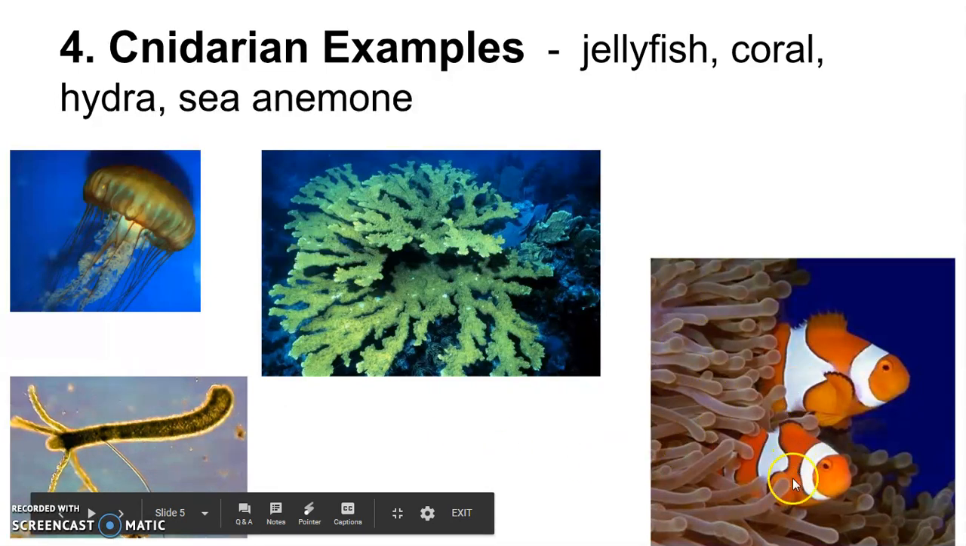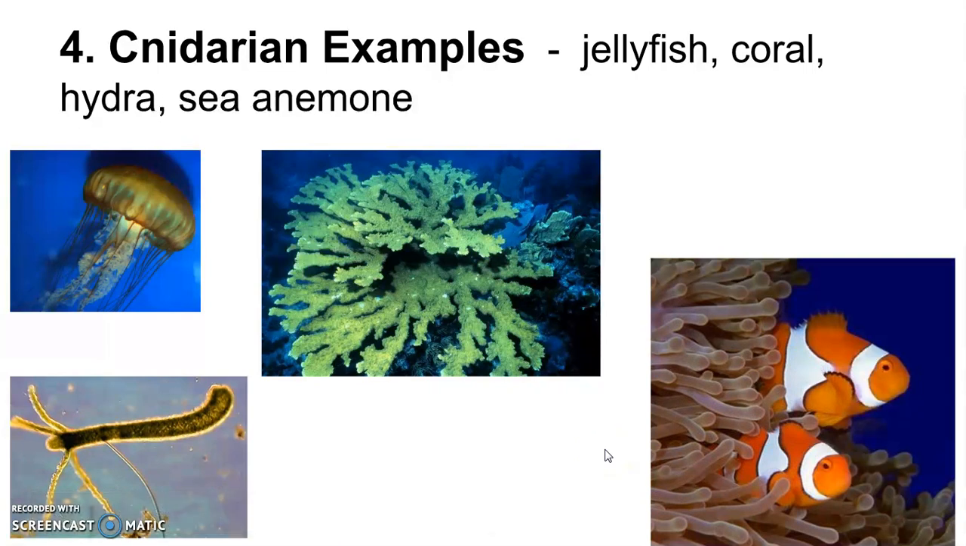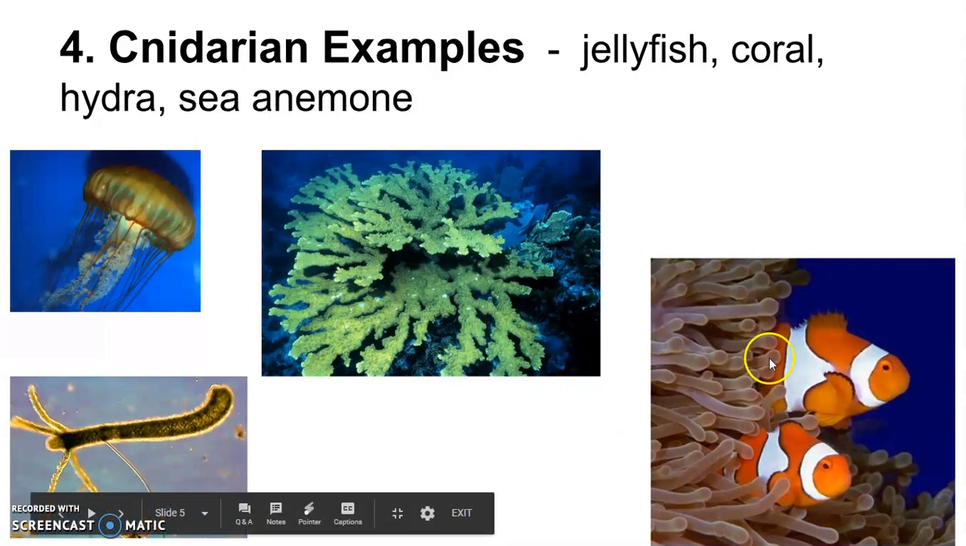Now that's a clownfish. The clownfish are not Cnidarians, but they do live in a Cnidarian. And this is an example of a symbiotic relationship. Remember, symbiotic means that things live together and they help each other out. This is a sea anemone. The sea anemone and the clownfish live together in a symbiotic relationship. So don't get confused and think that a fish is a Cnidarian, because it is not.